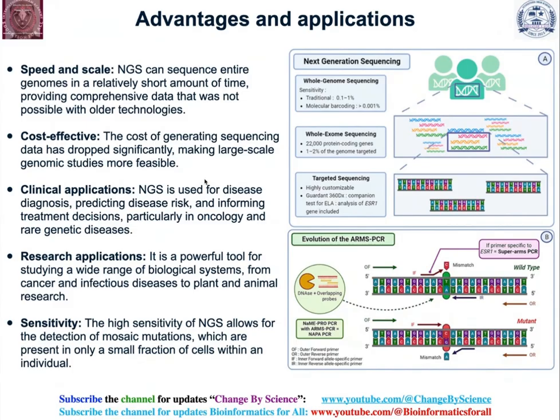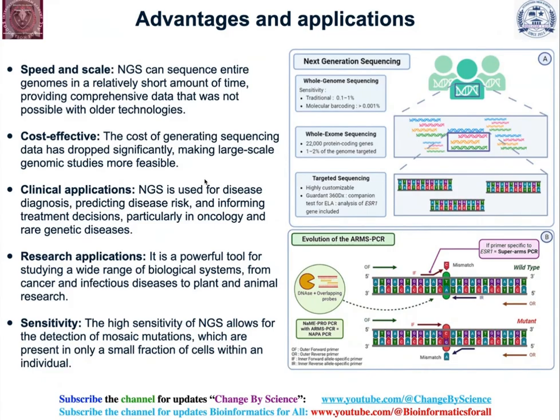And if you want to understand these five things, I have presented a figure which summarizes all of them. For example, whole genome sequencing, which is basically sensitivity traditionally 0.1 to 1%, molecular barcoding greater than 0.001%. Then whole exome sequencing, 22,000 protein coding genes. These days, there are even more, almost double or more than double. And 1 to 2% of the genome is targeted, that is coding sequences.